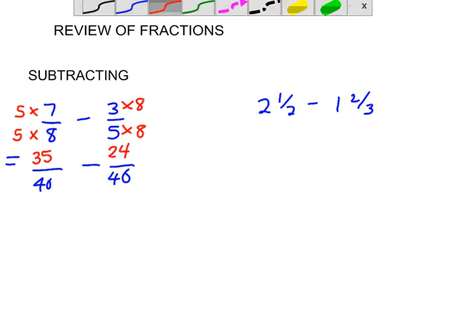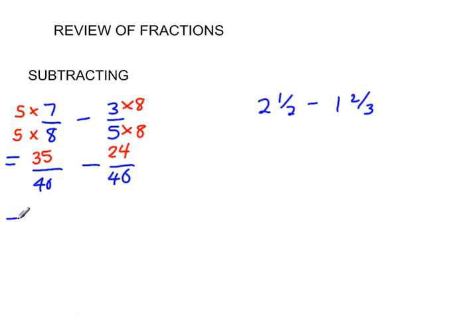And now all I'm going to do is I'm going to subtract. So 35 minus 24 is 11. And I'm going to keep the denominator the same. I'm always going to check to see if I can simplify, but in this case, I can't simplify, so that is my final answer. I've just added this example just so that you see how one with mixed fractions works.